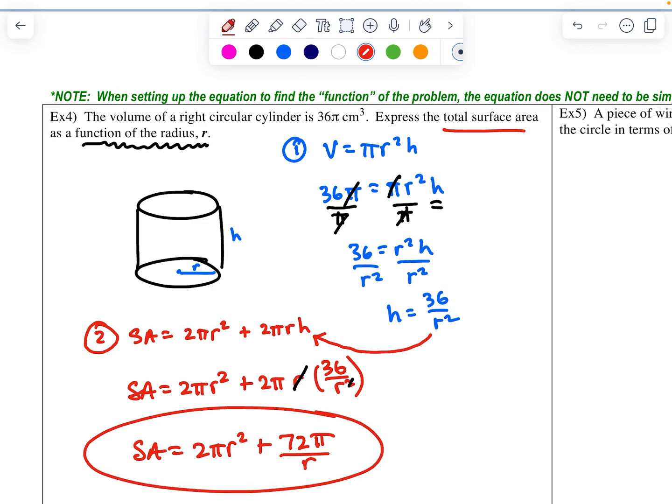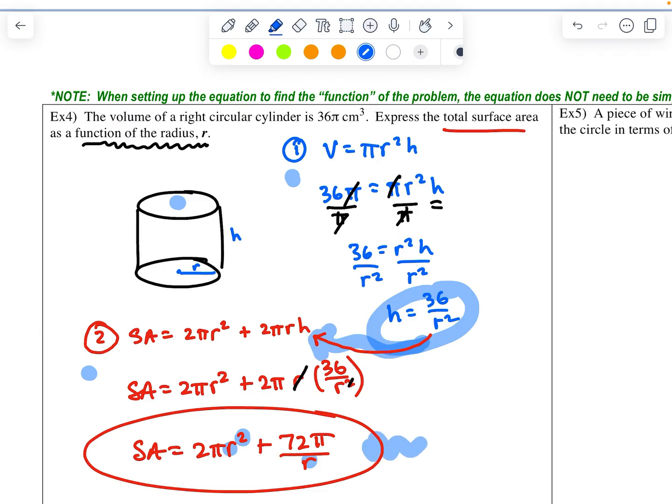Notice that everything is in terms of r. Remember, pi is not a variable, it's a number. And it's a quadratic, so we did it correctly. So again: picture, write 2 equations, solve for one of the 2 equations, plug it in, create a quadratic.